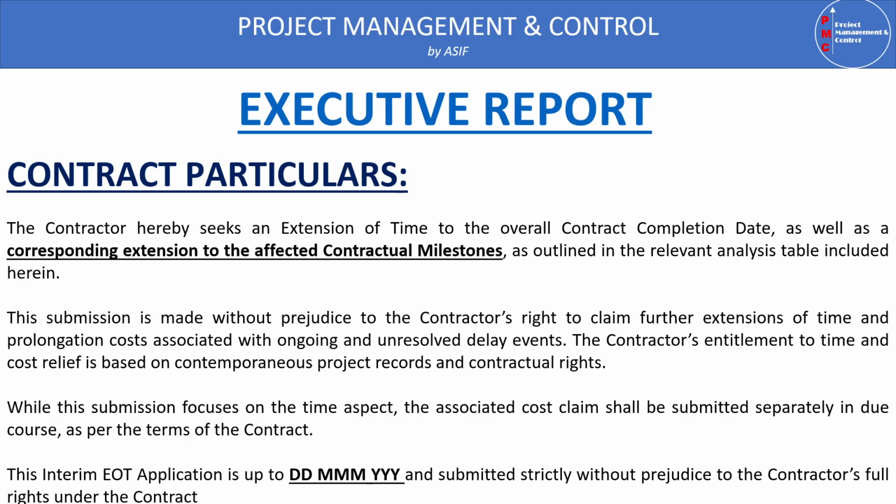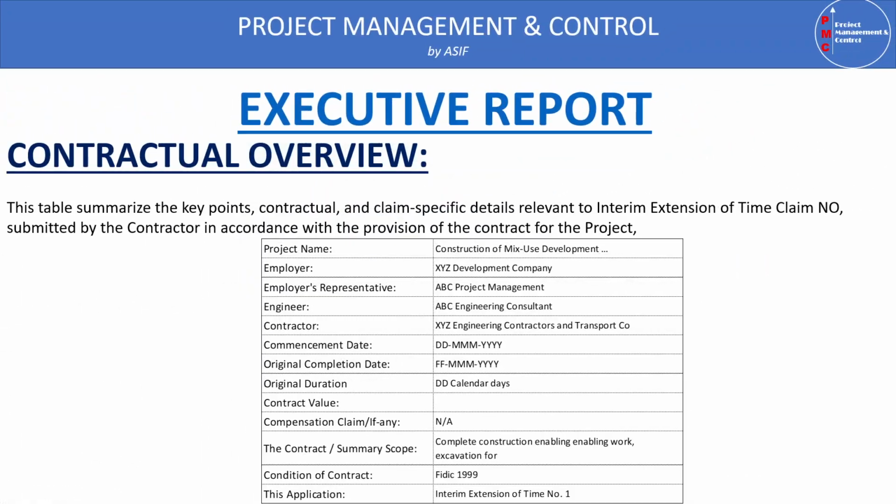So in this case, you can mention here the contractor particulars. As I mentioned here, you can take note, and it will give you a guideline to prepare your contract particulars. In the contract particulars, you can make a table. You can see that the contract particulars contain project name, employer representative name, engineer name, contractor name, contractual commencement and completion date, original contract duration, contract value, and compensation delay claim if any. If you make any claim, mention it here.